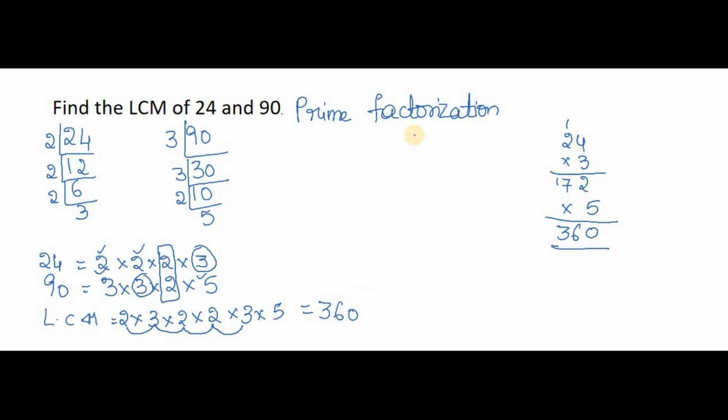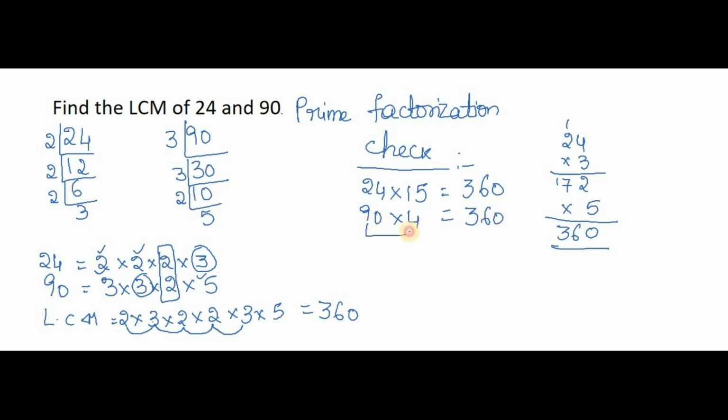360. So how will we do this check? In the 24 table, are you getting 360 or not? So 2 3s are 6, 6 2s are 12, 12 2s are 24, means 24 15s are 360. And in the 90 table, of course we all know that 9 4s are 36, and we just add 0 at the last. So my answer is correct.